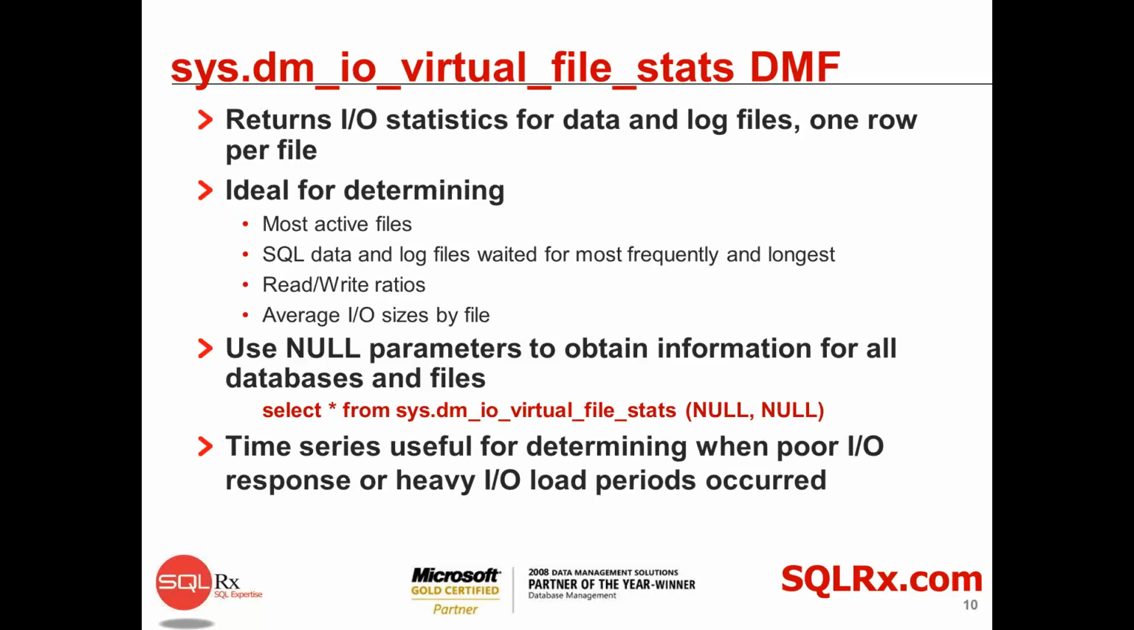The null parameters give you the information about the files, and you specify the two parameters. If you say null, they will just return everything. Everything is returned.